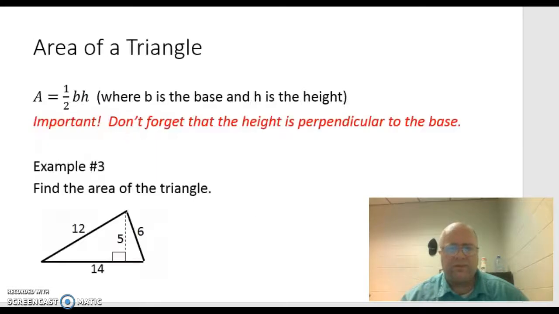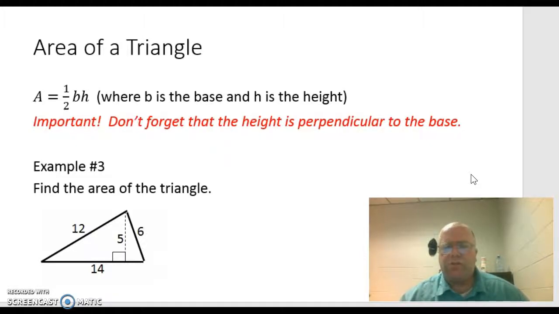So if we get a leg that's larger than our hypotenuse, then we also know we made a mistake somewhere. Alright, so the area of a triangle. It's going to be the area is equal to 1/2 base times height, where b is the base and h is the height. Now very important, so important that I put it in red there. Don't forget that the height is perpendicular to the base.